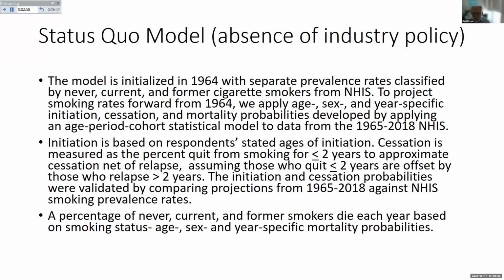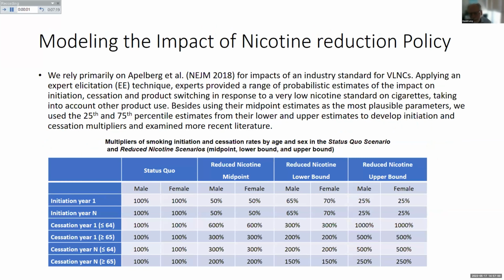And that gives us the percentage of never, current, and former smokers each year based on the various probabilities. And again, this is the status quo. This is based on what happened given many things, including policies and so on. An important assumption in this model is that we're trying to capture the many things, including the many policies, through this relatively sophisticated method.